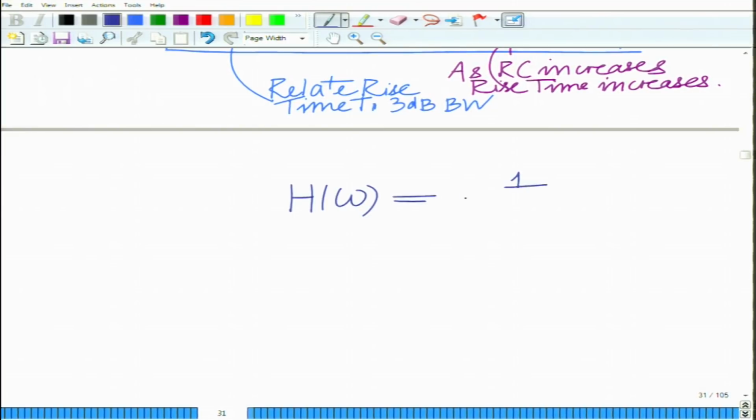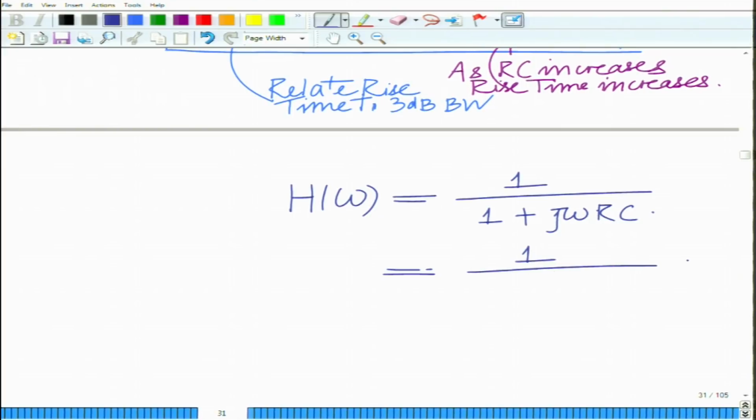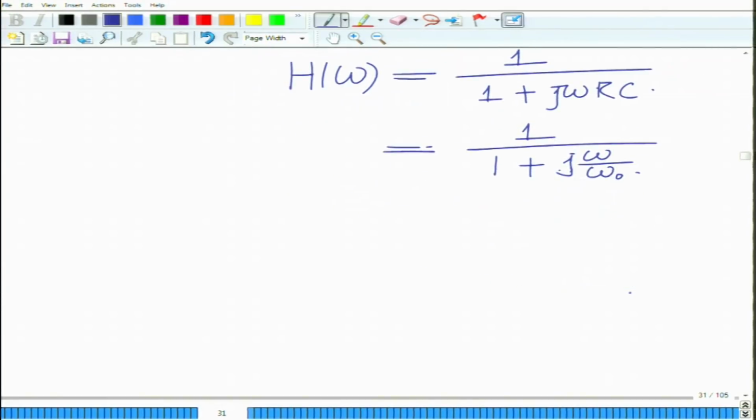is 1 over 1 plus j omega RC. This is the transfer function of the RC circuit, which you can write as 1 over 1 plus j omega over omega naught, where omega naught, if you recall, equals 1 over RC. Now, this is termed as the 3 dB bandwidth.